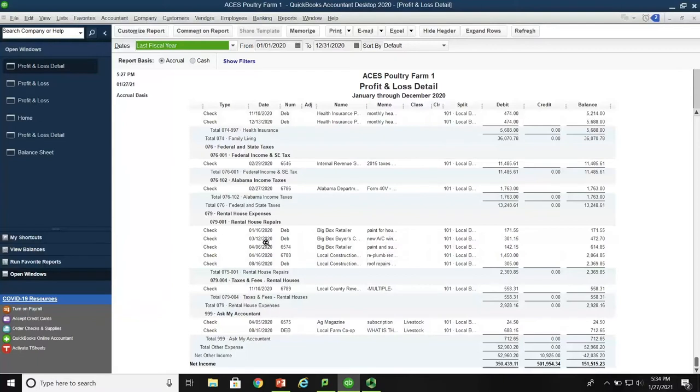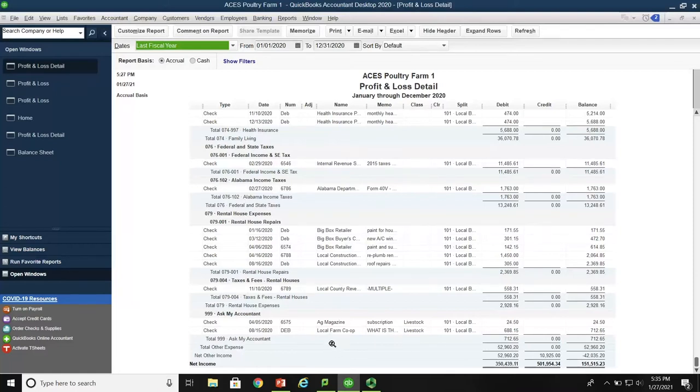And here's 1, 2, 3, 4, 5 checks that were written for repairs on the two rental houses. Then here is the taxes and fees. It looks like we had to pay some kind of check to the local county revenue commissioner. And then lastly, we've got two entries to Ask My Accountant.